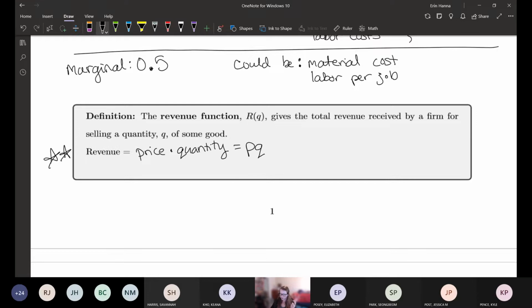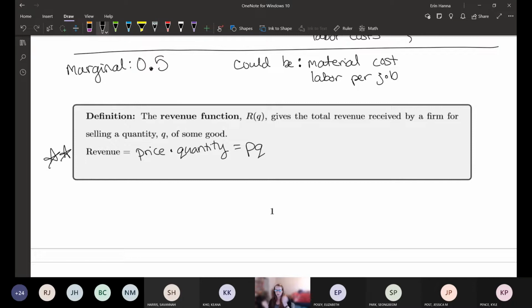Or I'll usually just abbreviate it P times Q. So price times quantity. Oh, one other thing I want to say. A large majority of the time, these cost, revenue, and profit functions will be a function of Q, meaning that the Q values will be acting as the X values. And I do want to clarify that that's not always the case, so you want to be slightly careful.